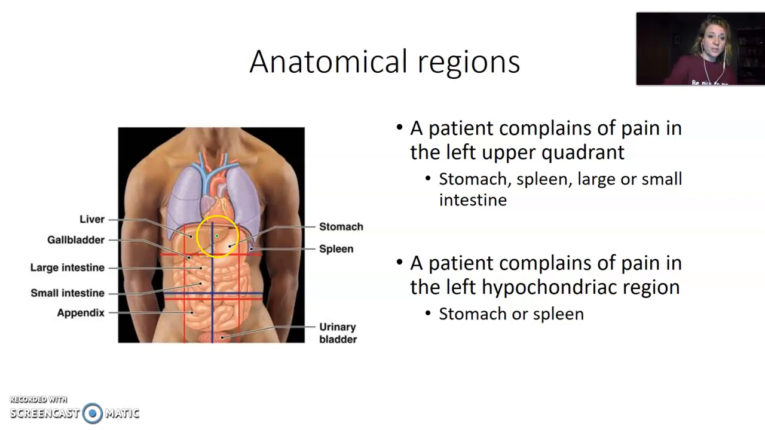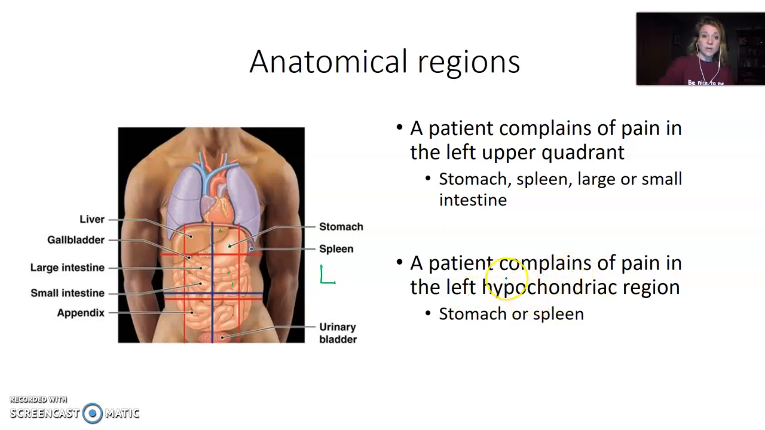So again, the quadrants are shown with the blue line here. And if we're talking about the left upper quadrant, this is the left side. And so: stomach, spleen, large intestine, small intestine. And I suppose it could possibly be a portion of the liver, since the liver extends a tiny little bit into there.